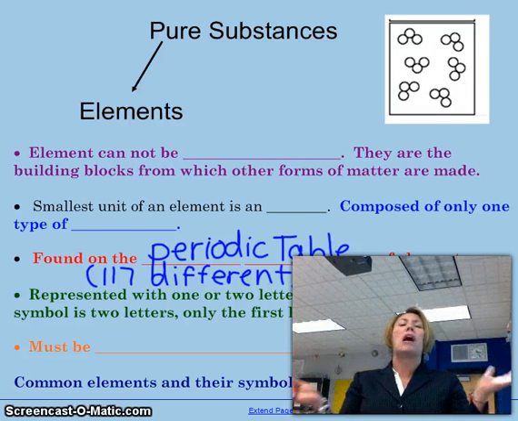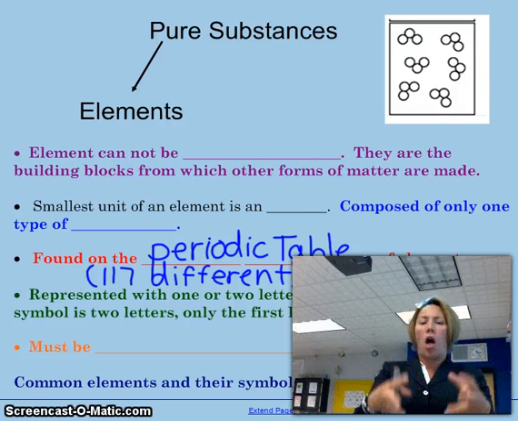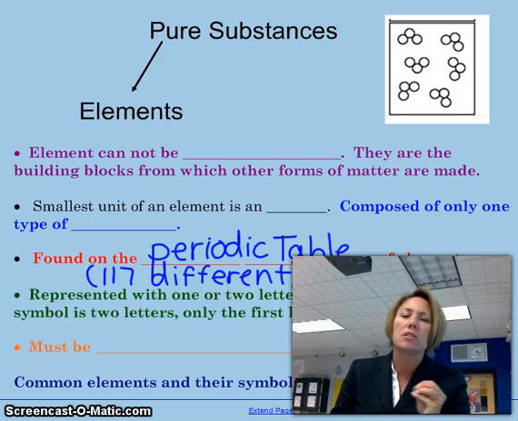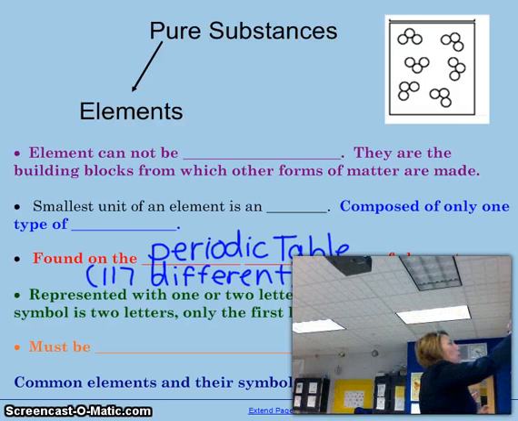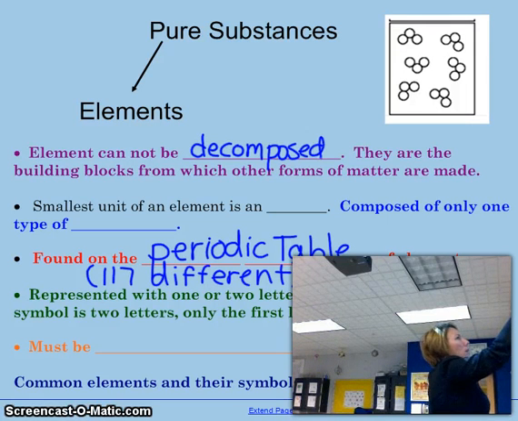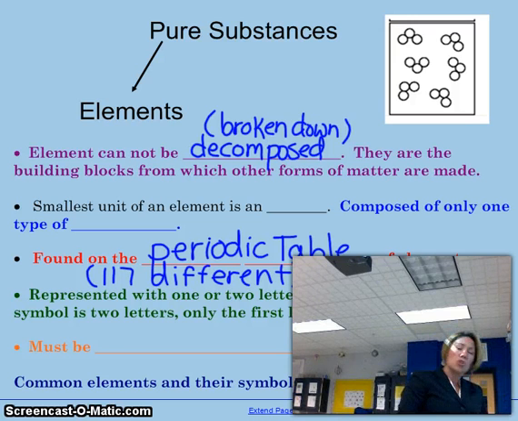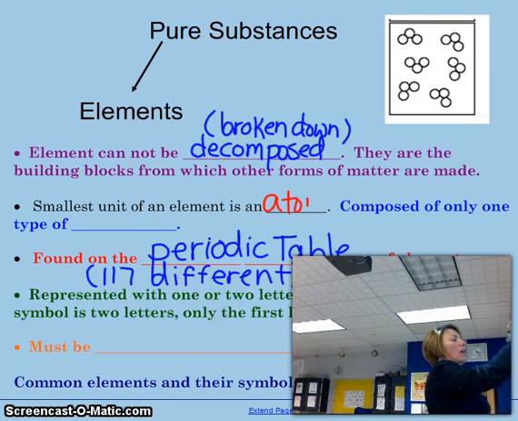And elements are the building blocks from which all other forms of matter are made. They are the simplest form of matter and cannot be broken down. Or the fancy word for broken down, decomposed. They cannot be decomposed. They cannot be broken down. They're as simple as it gets. The smallest unit of an element is called an atom. And all elements are composed of only one type of atom.